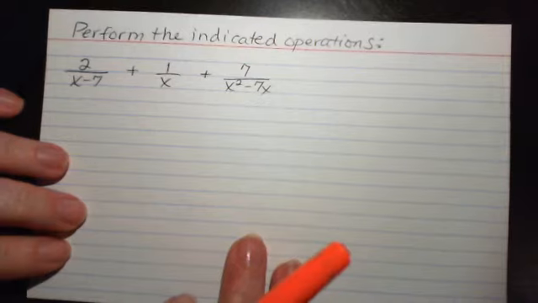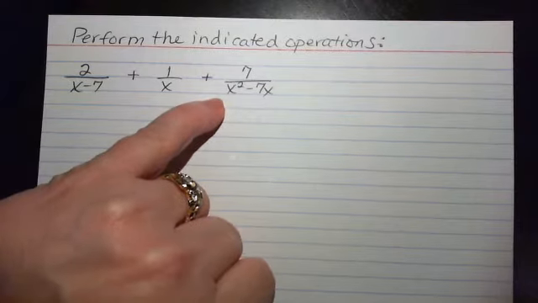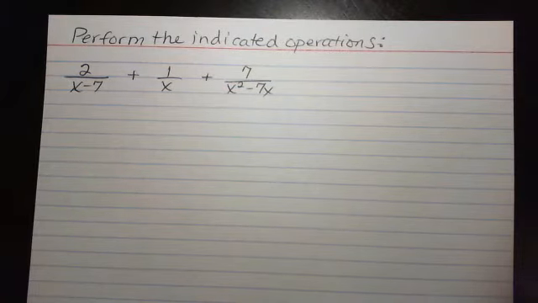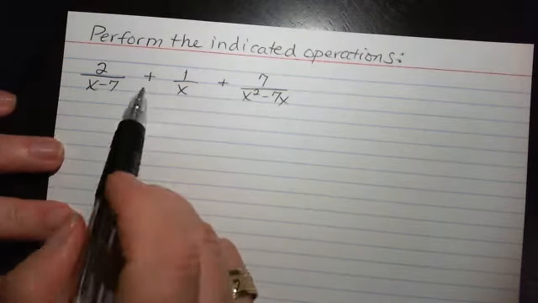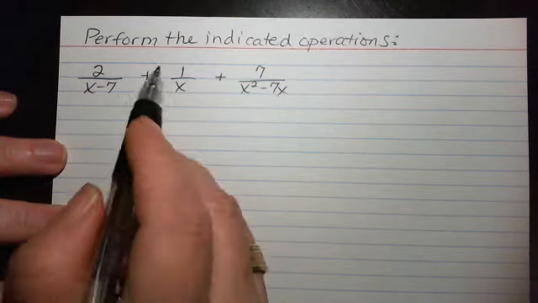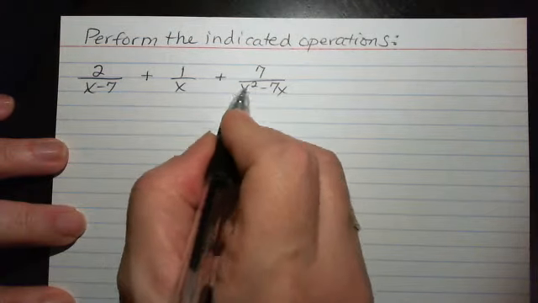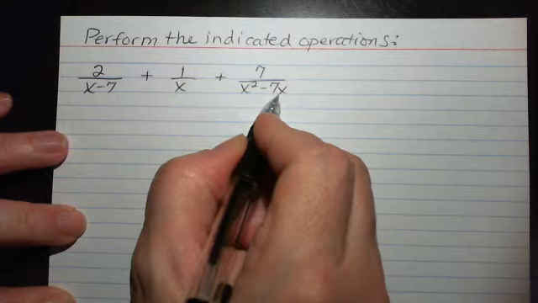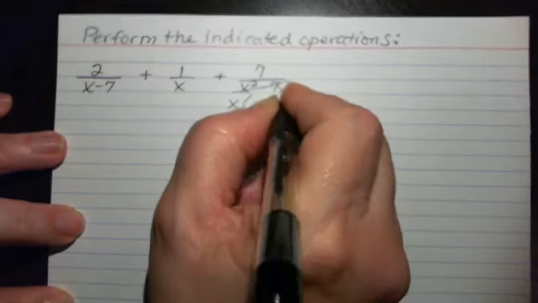Okay, let's take a look at this one here. Perform the indicated operation. So we want to look at what are the operations here. Well, addition, addition. So addition, just like subtraction, needs common denominators. So let's look and see what we need for our common denominator. This one has a denominator x minus 7. It's a binomial that doesn't factor any further. This is x, a monomial that doesn't factor any further. This is a binomial, x squared minus 7x, and it does factor further. So if we write this in factored form, it's x times x minus 7.